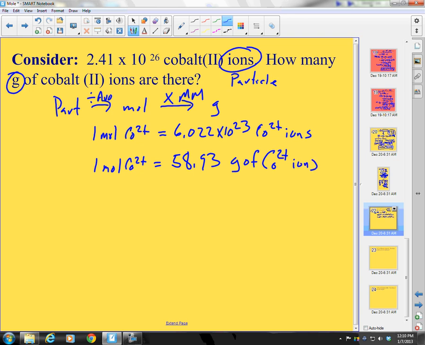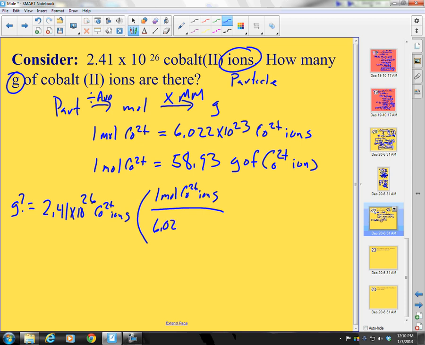And now I'm going to put together a beautiful equation. I want grams, so that's what I want to end up with. I start with 2.41 times 10 to the 26th cobalt 2 ions, times 1 mole of cobalt 2 ions per 6.022 times 10 to the 23rd ions themselves. Good. And so what happens? Cobalt 2 ions cancel, and I have moles, and then I have what?